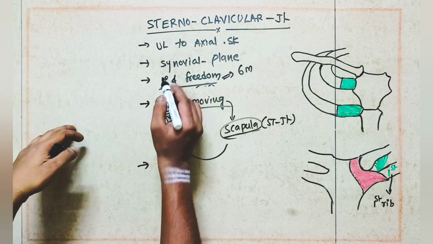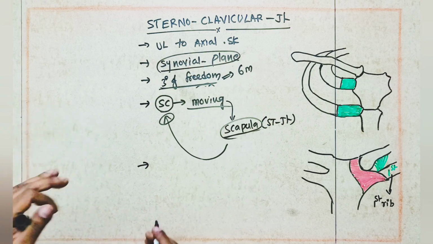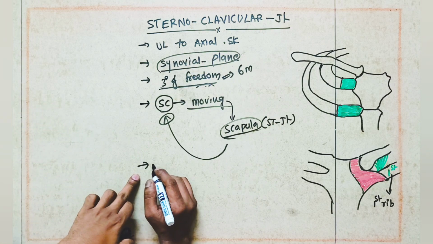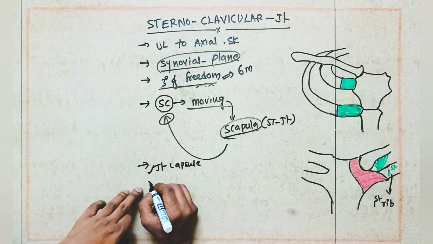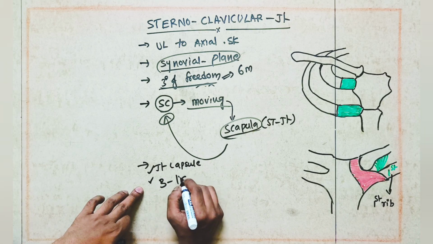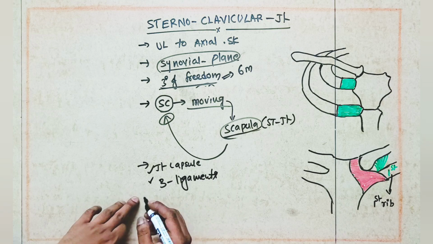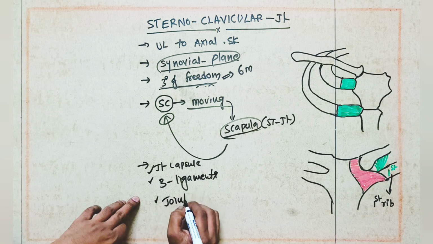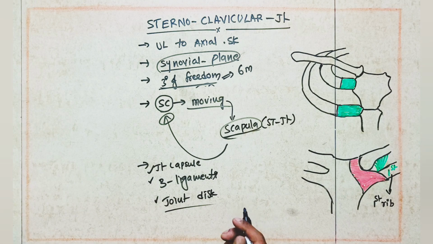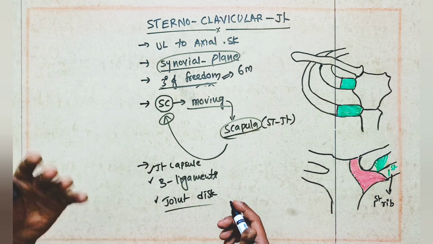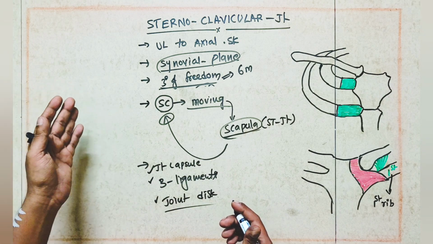Because it is a plain synovial joint, the sternoclavicular joint will have a joint capsule, and one more, it will have 3 ligaments. 3 ligament support will be there. At the same time, one joint disc will be there. These are the 3 important features of the sternoclavicular joint, compared to the scapulothoracic joint, because that is a false joint. It is not a true anatomical joint, that is a functional joint.